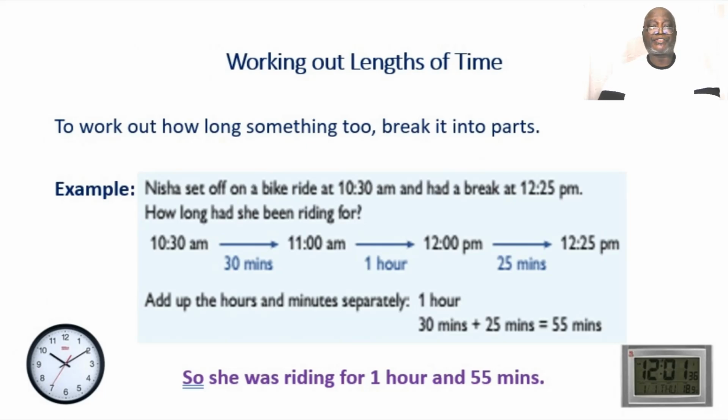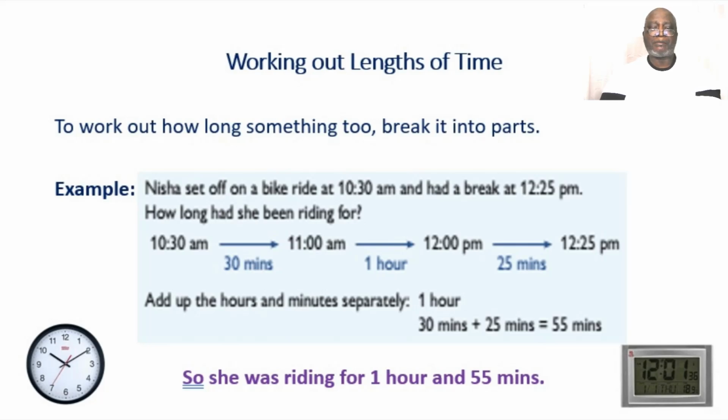Working out lengths of time. Remember I told you that time is how long it takes to perform a process or for something to happen. And we measure that time in minutes and hours, or in hours and minutes. Let's look at this example. Nisha set off on a bike ride at 10:30 a.m. and had a break at 12:25 p.m. How long had she been riding for?